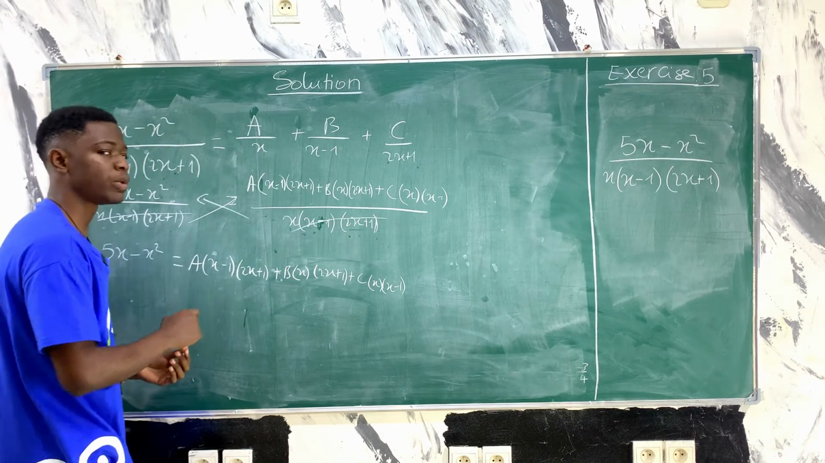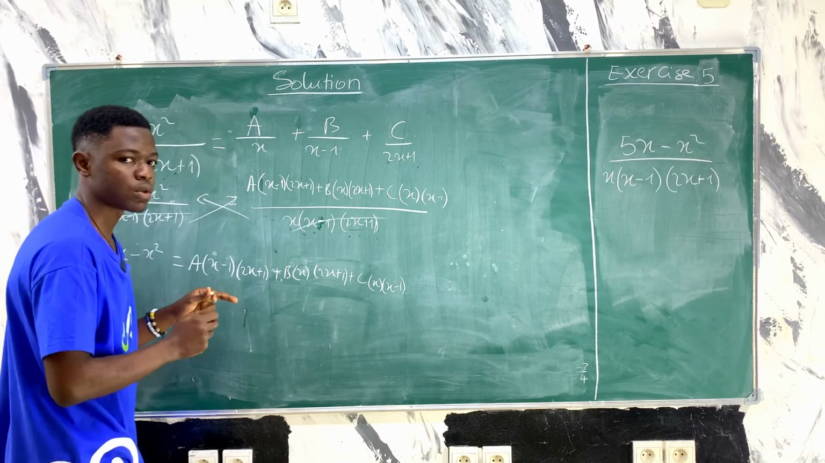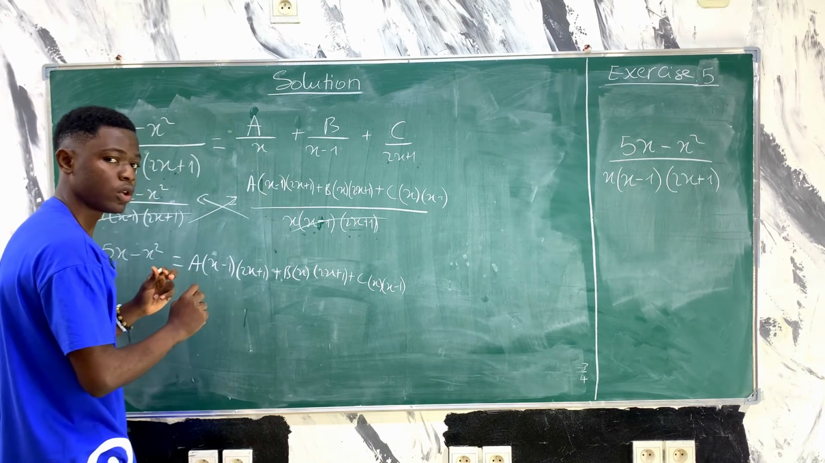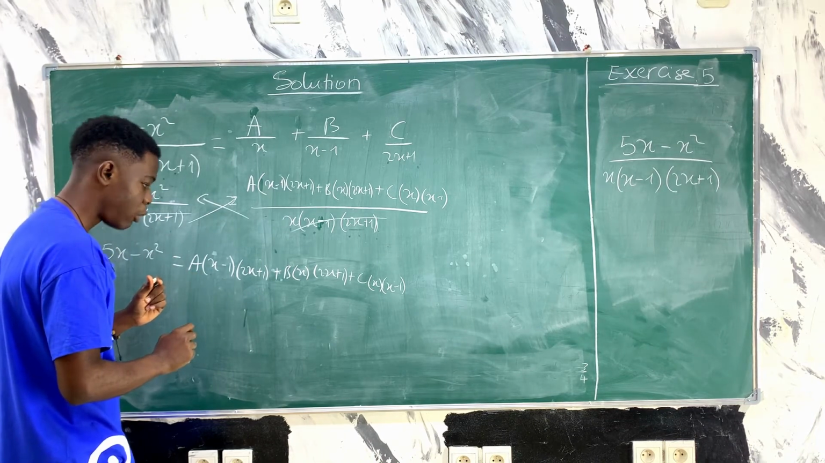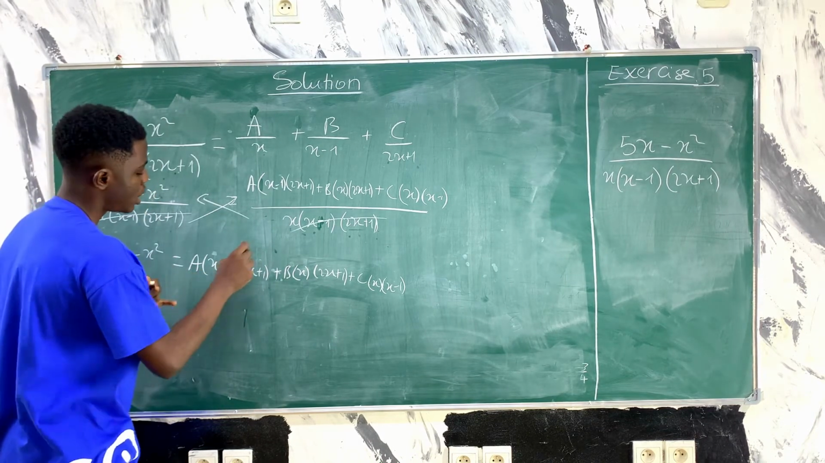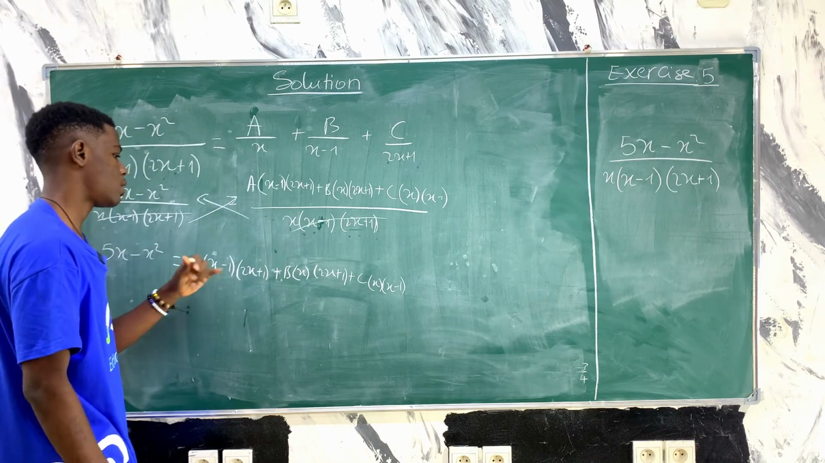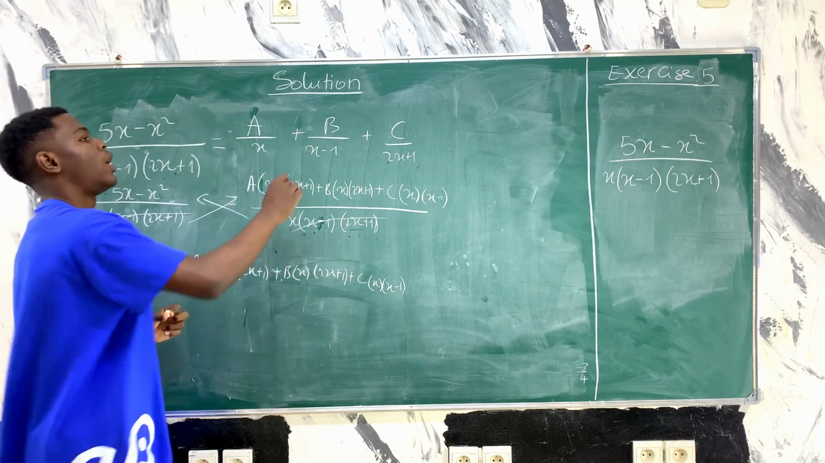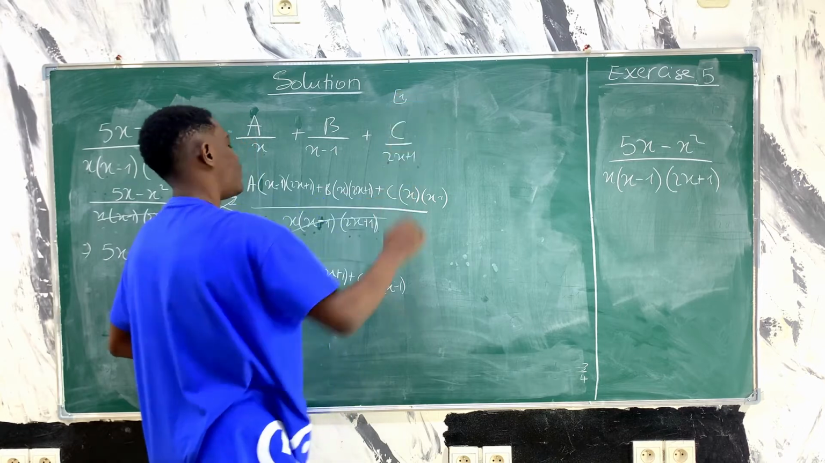If I put 1, 1 minus 1 makes 0. 0 multiplied by this will give 0. 0 multiplied by this will give 0. So 0 multiplied by anything is 0. So if I put 1 here, I'll have 0 all through here. So I have my first value as 1.